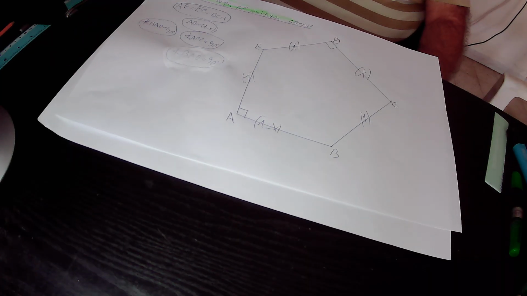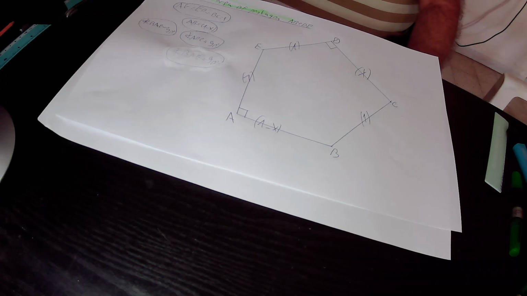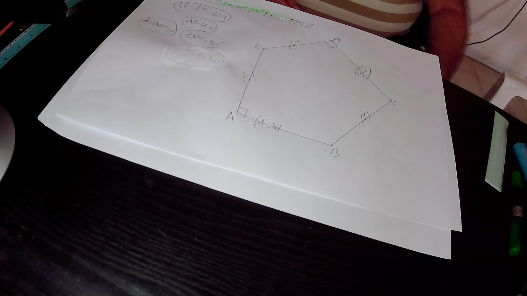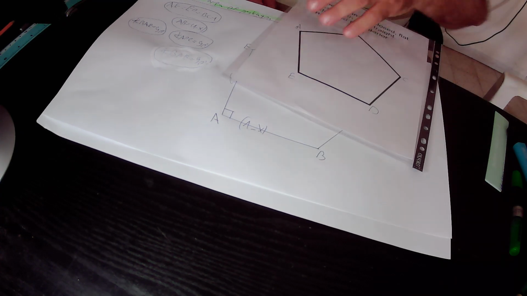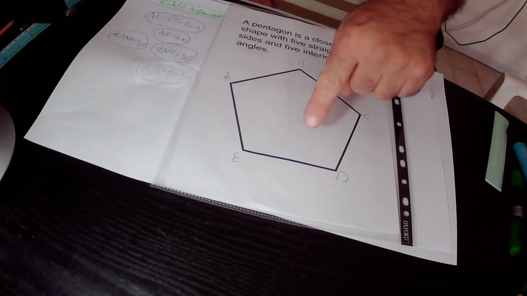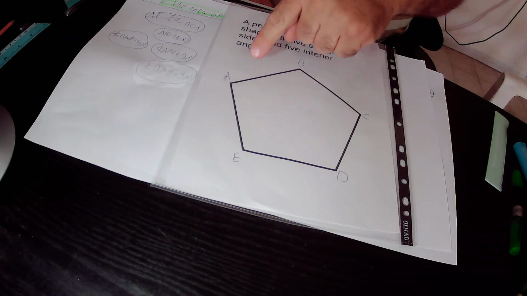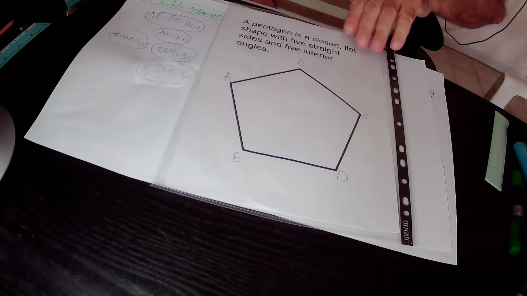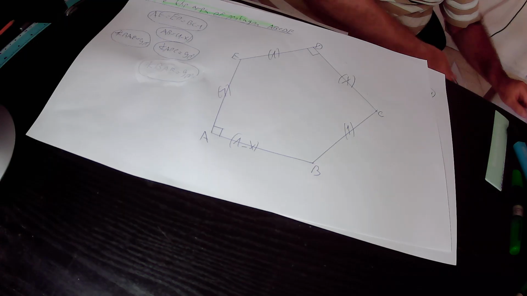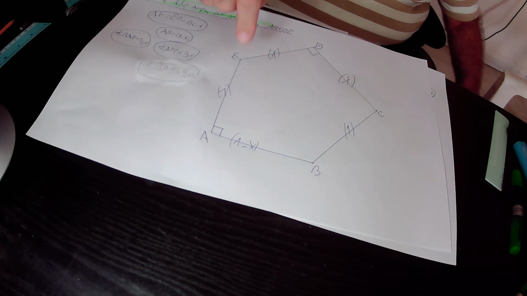In the drawing we have pentagon ABCDE. So what is a pentagon? A pentagon is a flat closed shape with 5 sides and 5 interior angles. This is pentagon ABCDE. It has 5 sides, 1, 2, 3, 4, 5, and 5 interior angles, 1, 2, 3, 4, 5. So, in the drawing, we have pentagon ABCDE.